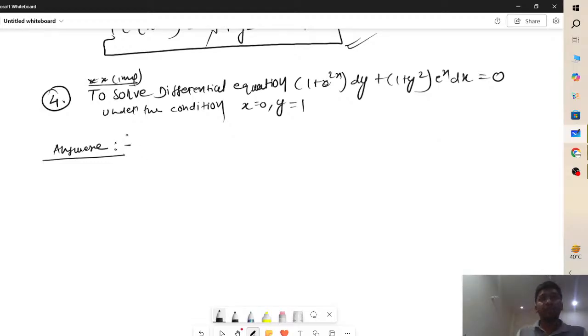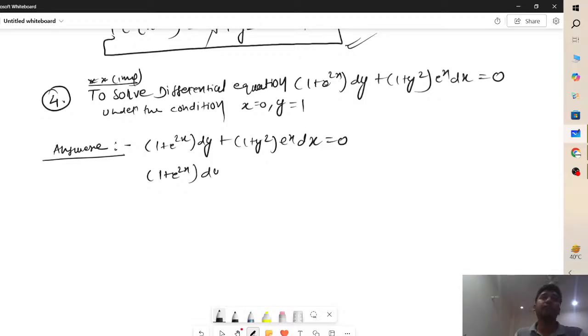Okay. So, we have the given equation: (1 plus e raised to the power 2x) dy plus (1 plus y square) e^x dx equals 0, which further can be written as (1 plus e^2x) dy minus (1 plus y square) e^x dx. Now can you tell me how can we proceed in this question?